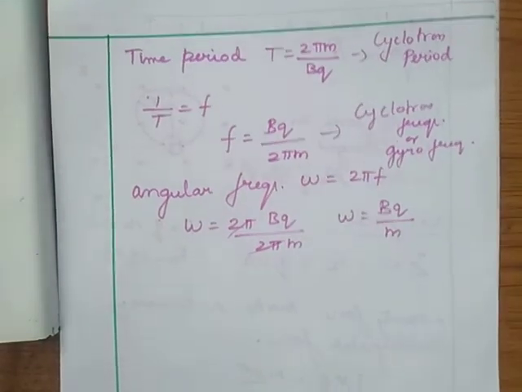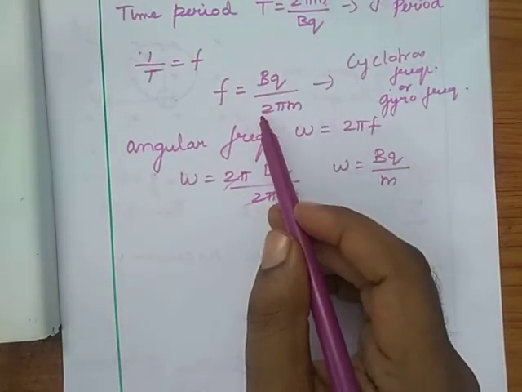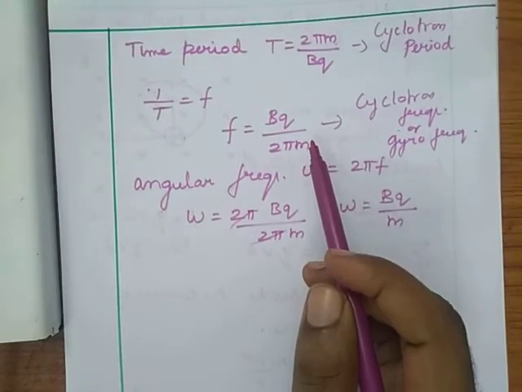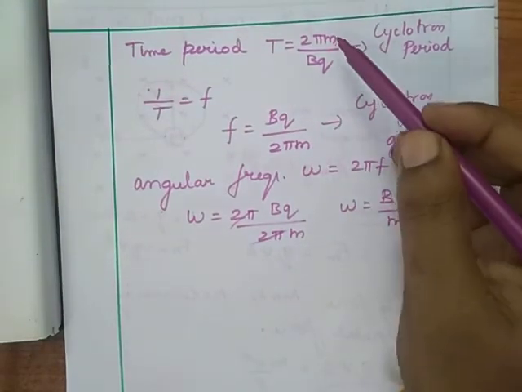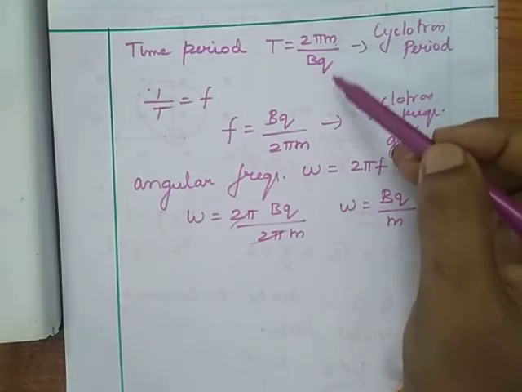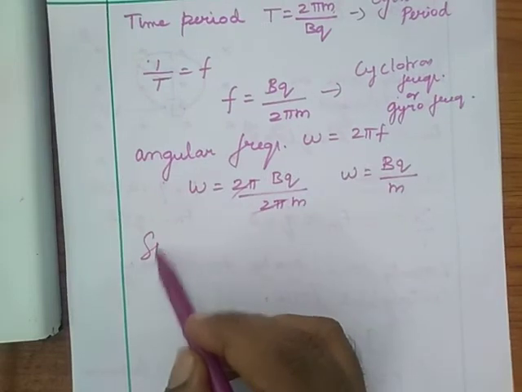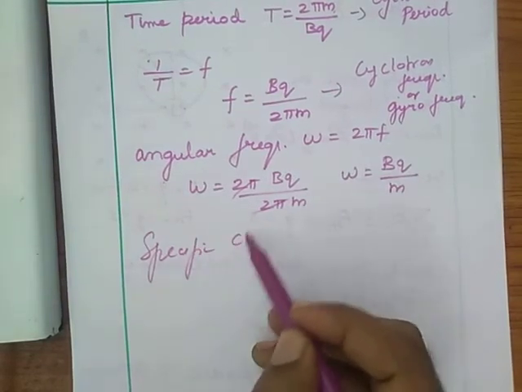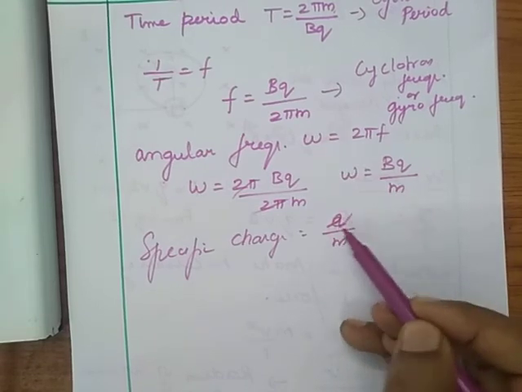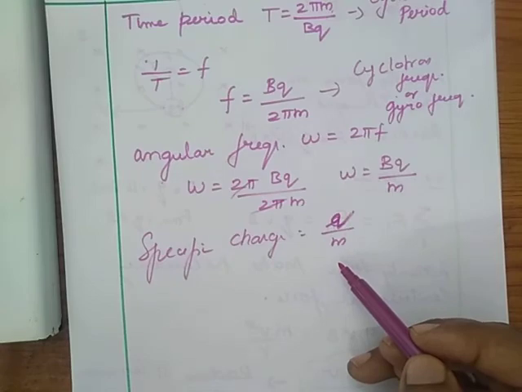The time period and frequency do not depend on the velocity and radius of the path. They depend only on the mass and charge. That means they depend on the specific charge ratio. Specific charge is equal to q by m. Charge per unit mass is known as specific charge.